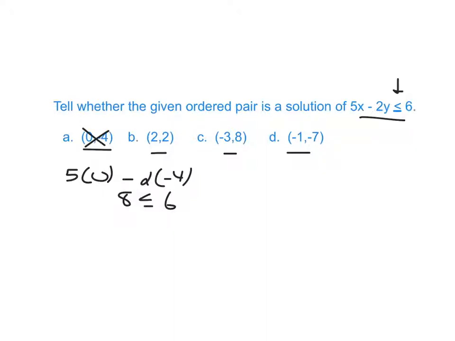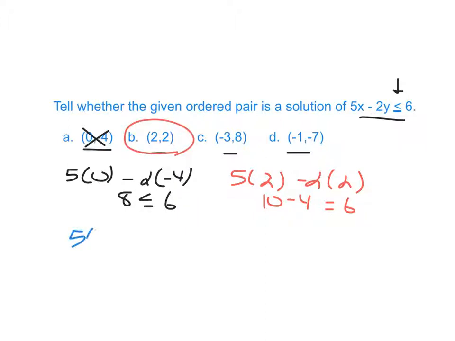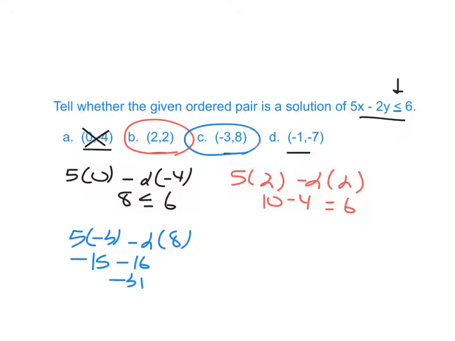Let's try B. Plug in 2 for X and also 2 for Y. And that would give me 10 minus 4, which is 6. That would be a solution because it does say equal to 6, so that one's good. Let's try C. Plug in negative 3 for the X. Plug in 8 for the Y. And let's see what happens. That gives me negative 15 minus 16, which is negative 31. Is that less than 6? It sure is. That one works.